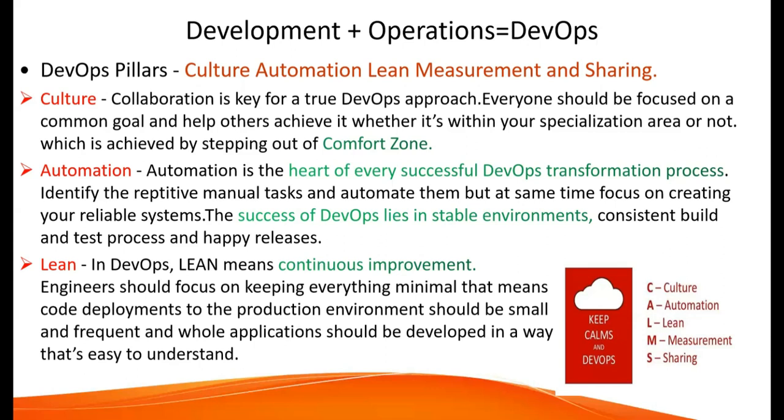Moving to the next one, lean. In DevOps, lean means continuous improvement. Engineers should focus on keeping everything minimal. That means code deployments to the production environment should be smaller and frequent, and the whole application should be developed in a way that's easy to understand.